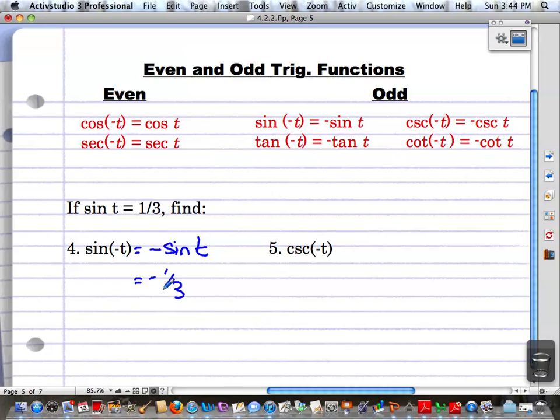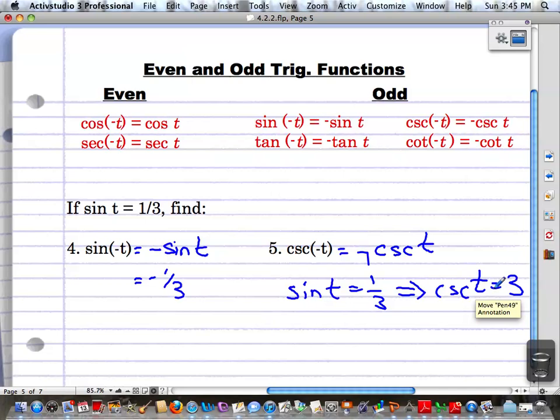Cosecant of negative t: cosecant again is an odd function, so that is the opposite of cosecant t. And if the sine is 1/3, the cosecant and the sine are reciprocals, so the fact that the sine of t was equal to 1/3 tells us that the cosecant of t would be 3. Which means the cosecant of opposite of t is going to be the opposite of cosecant t, which gives us negative 3. Okay, so applying those concepts of even and odd.